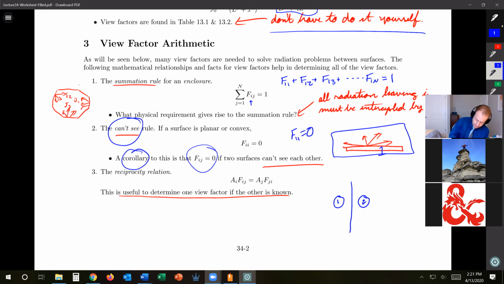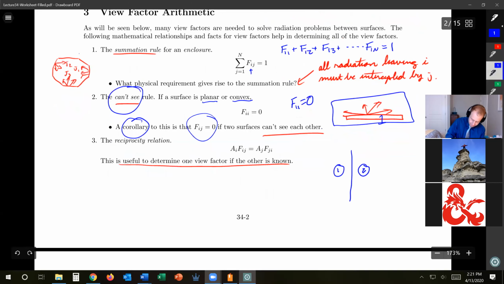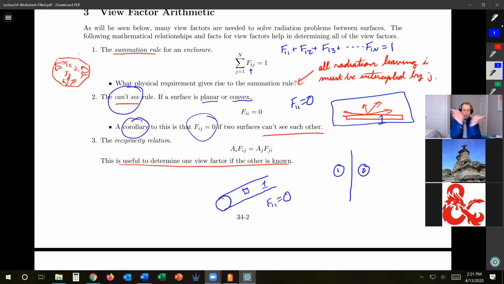Now, I want to also show you, this is planar or convex. So if I have a cylinder, and I'm talking about the surface of that cylinder, it can't see itself either. And if I call this object 1, F11 would be 0 in this case also, because all of the radiation is going out radially from that, and it doesn't see itself. So if it's planar or convex, then you know that it can't see itself.